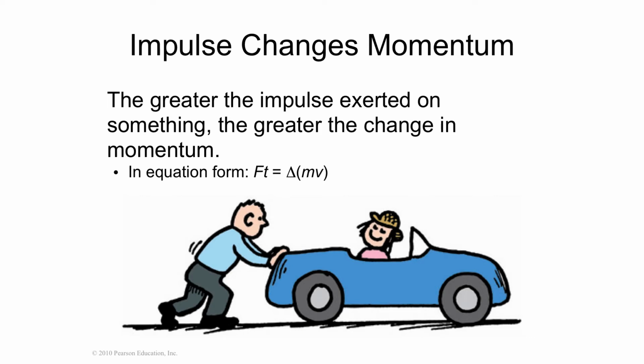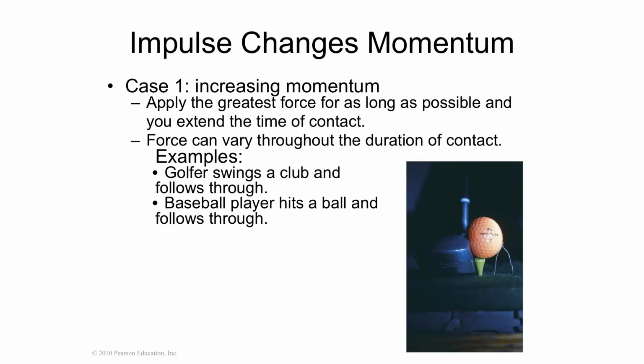So if you just give it a shove, boom, okay, it might go around a little, but if you give it a shove and continue shoving while you're running, you can get it going a lot. And that's the idea of an impulse. It changes momentum. So this should be review.